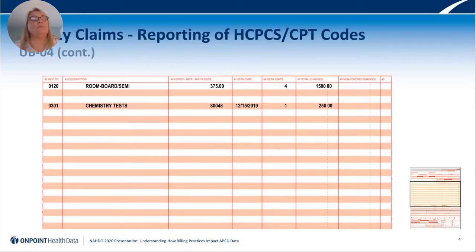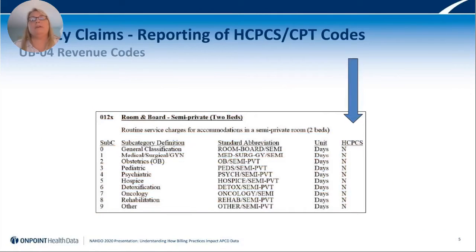So the top row, the room and board revenue code, you could see the third column. I don't know if you could see the tiny print, but the column header is HCPCS, rate, or HIPPS code. And for inpatient claims, you are seeing a rate. The bottom record, the chemistry test, is actually an outpatient claim. And in this case, you are seeing that CPT code, the lab test that actually goes with that revenue code. The reason for this is actually the guidelines when using the UB04 or the facility claims. So here's an example.